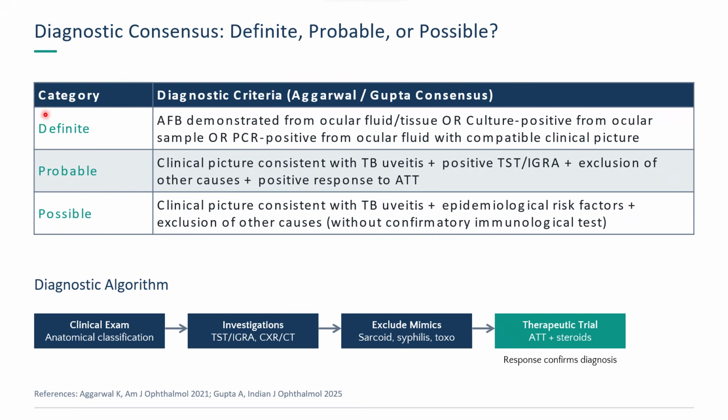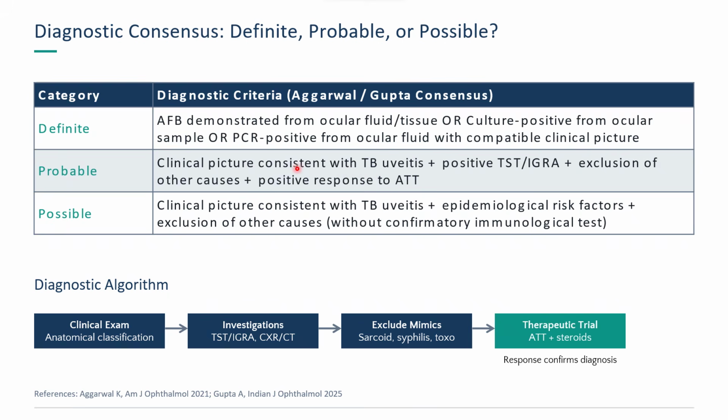As we said before, because ocular tuberculosis is paucibacillary, the isolation of the acid-fast bacilli from the aqueous fluids is very difficult, so this possibility is very low. However, if you have a probable diagnosis, it means that you have a clinical picture consistent with tuberculous uveitis with positive immunological testing, and we have excluded the mimickers, but there is no isolation of the organism from the aqueous fluids, and the patient shows a positive response to anti-tubercular treatment.